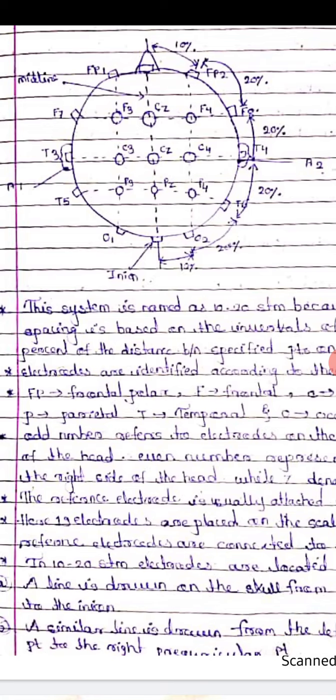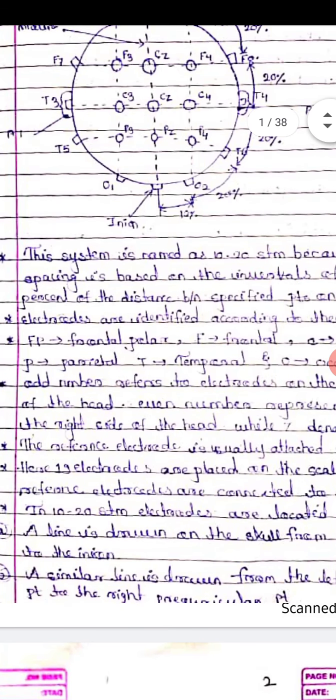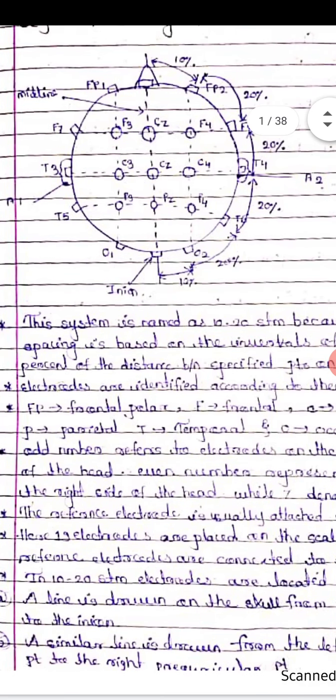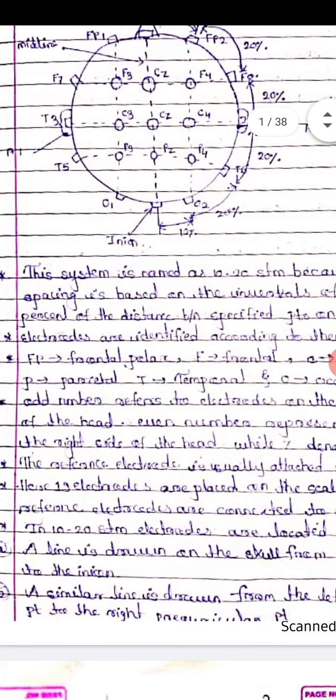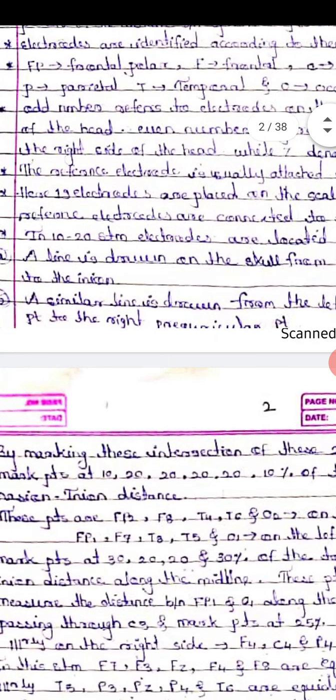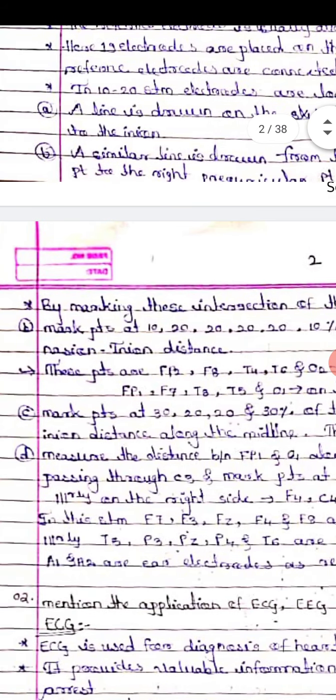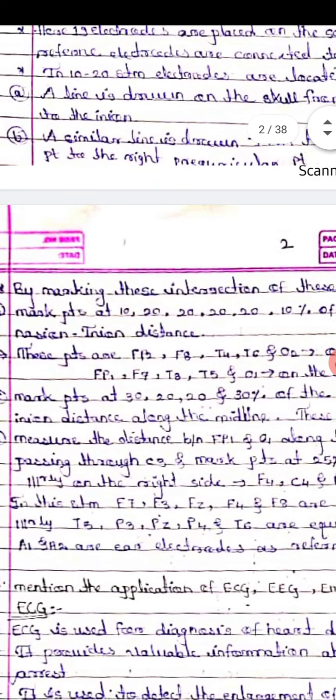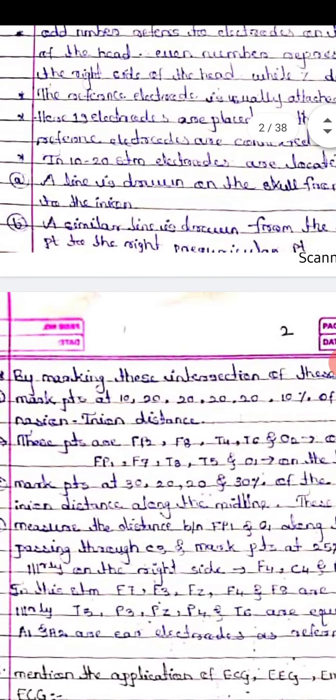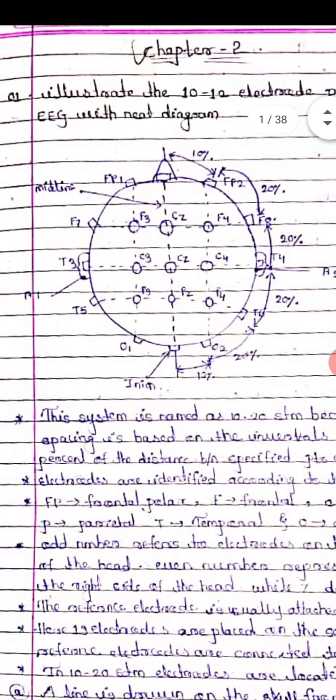P means frontal is there. T means temporal is there. Then O means occipital is there, and P means parietal is there. Like that you have to explain here. The same thing you should explain here. So how you draw the lines, the same thing you have to explain in the explanation of the 10-20 system.